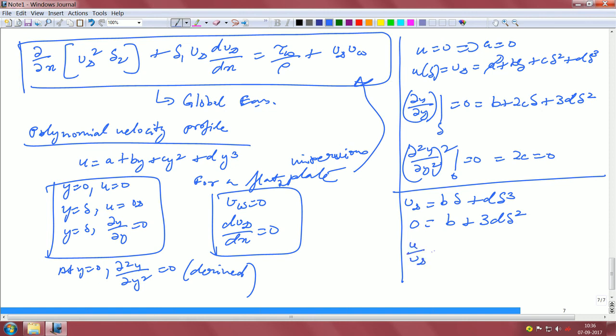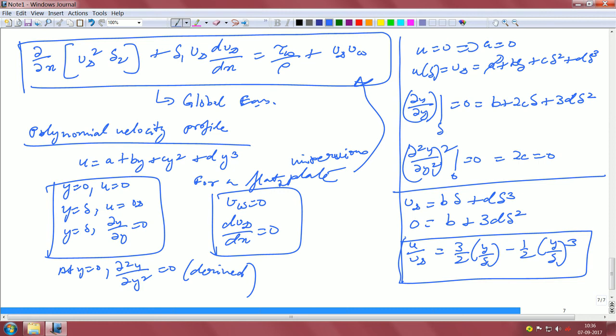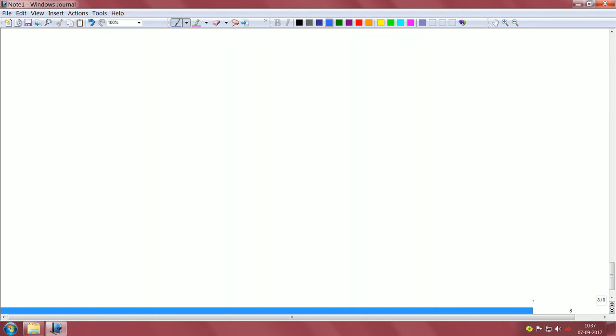Therefore, u by u infinity becomes 3/2 y/delta minus 1/2 (y/delta) cube. This is the velocity profile that we get, assuming that this is the parent equation. We have taken care of two of the terms, and this is the velocity profile that we have assumed. So, this is approximate, this is not approximate, that is exact. This is the velocity profile that we get. For the no suction and blowing case and for a flat plate, this is the equation.